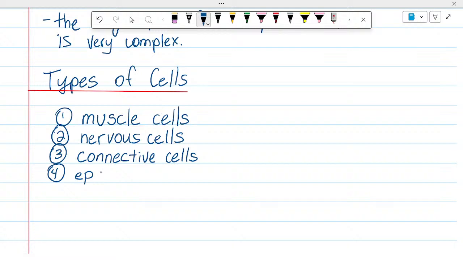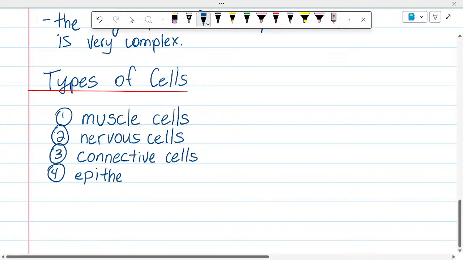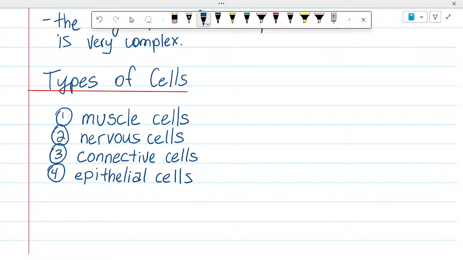What's the next type? Yeah, very good. Epithelial. Have you heard of epithelial cells before? Well, we'll talk about each of these.